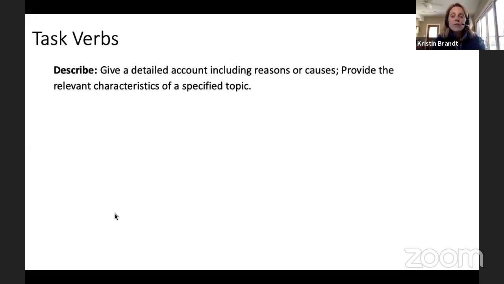So these task verbs, Ms. Lindsley and I are going to keep going over them. You're going to see these task verbs on your FRQs. So when we talk about describe, giving a detailed account, including reasons or causes, you can read that as well as I can. But what we really want you to do is tell us about something, give a word picture, give us that description, reference the object that you're seeing.